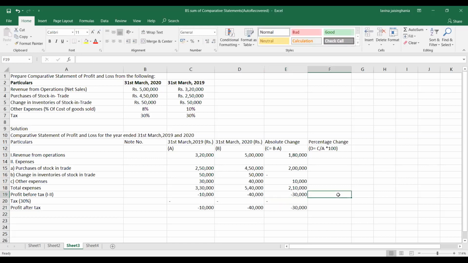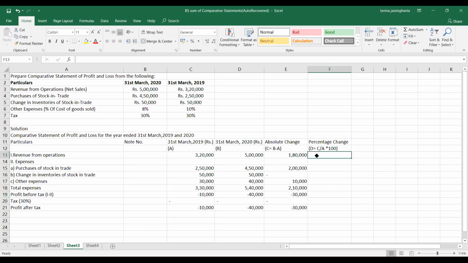Next step is also very simple, and that is similar to what we have already solved, that is percentage. We have to convert this absolute value into percentage. Converting into percentage is very simple. What you can do is C divided by A into 100, or you can do the cross multiplication, that from 3 lakh 20,000 it has increased by 1 lakh 80,000, so from 100 how much, so 100 into 1 lakh 80,000 divided by 3 lakh 20,000. If you do so, you will get your answer.